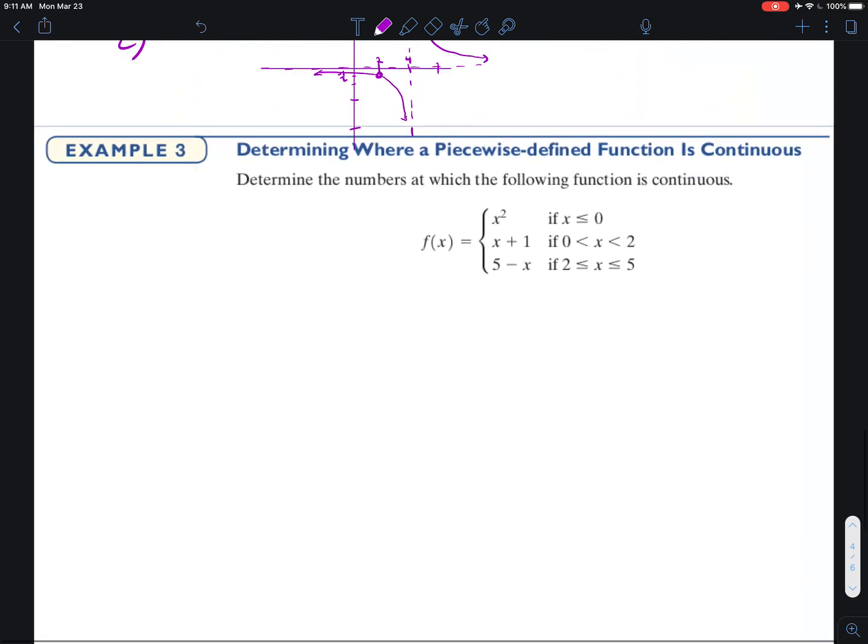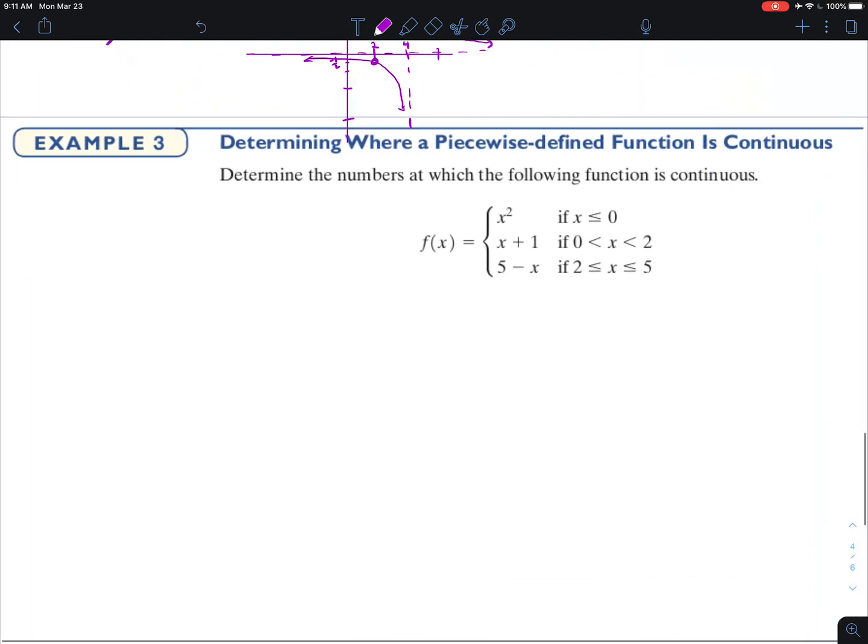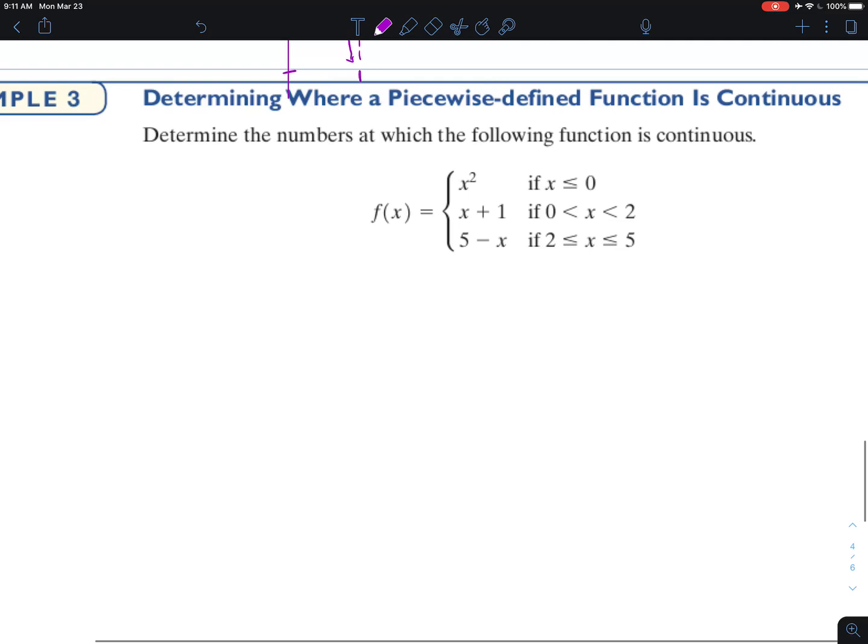We'll take a look at one more example, looking at where this thing is continuous, and because it's a piecewise function, the breaks are given to us. Each of these, a quadratic, a linear term, and a linear term, by themselves are surely continuous. However, there's a break at 0 and there's a break at 2. So we need to investigate what's happening at those critical values.